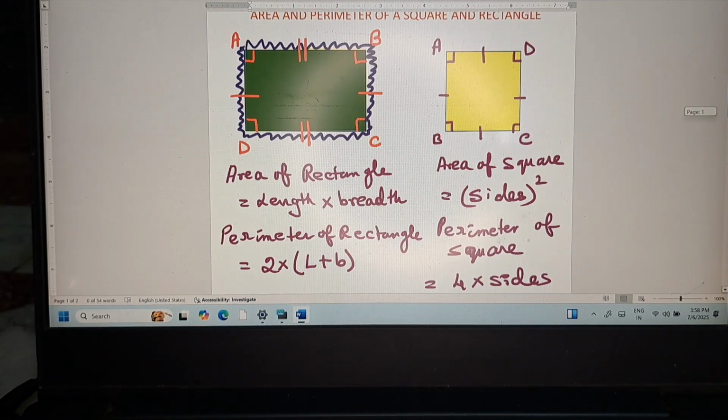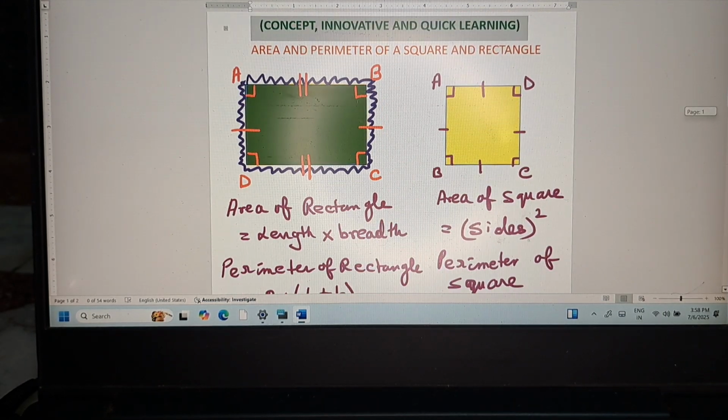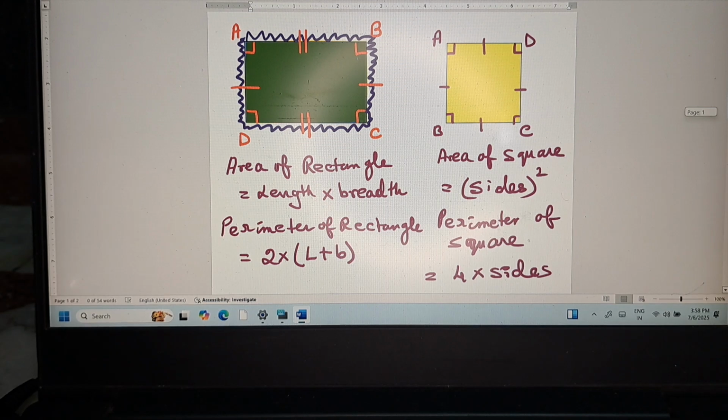So let us revise once again. Area and perimeter of a square and rectangle. Here the rectangle ABCD. Area of a rectangle equals length into breadth, and perimeter of a rectangle equals 2 into length plus breadth. What about the square? Area of a square equals side square, and perimeter of a square equals 4 into side.